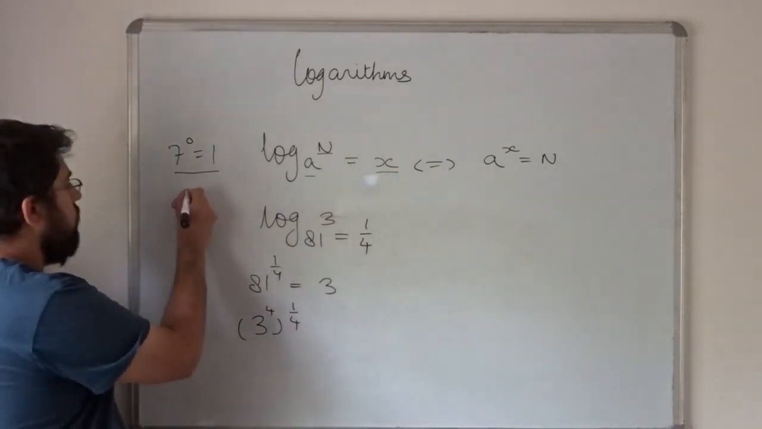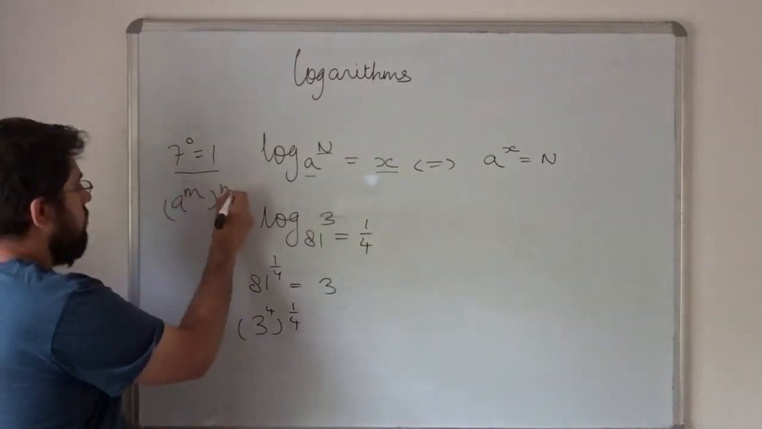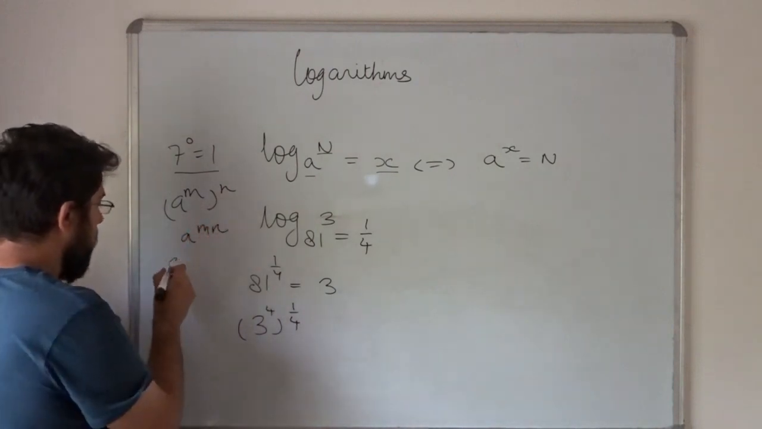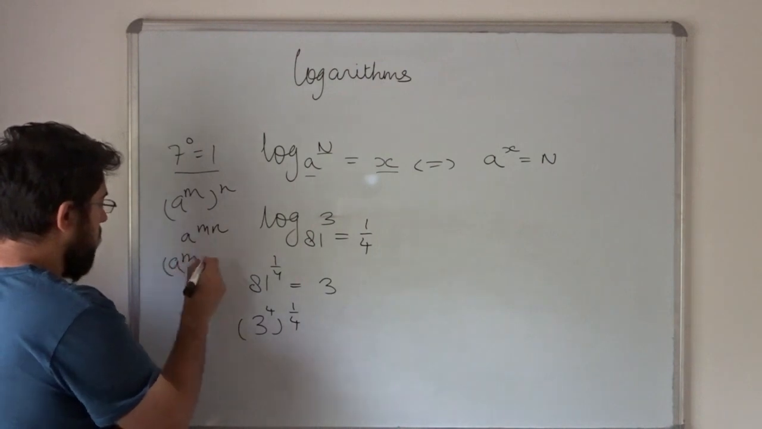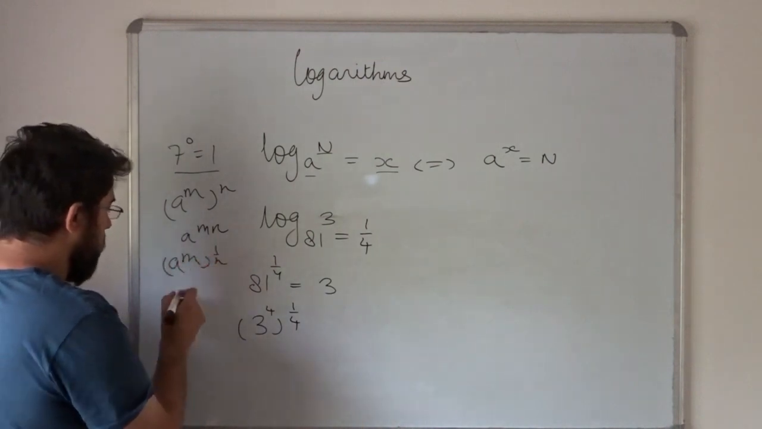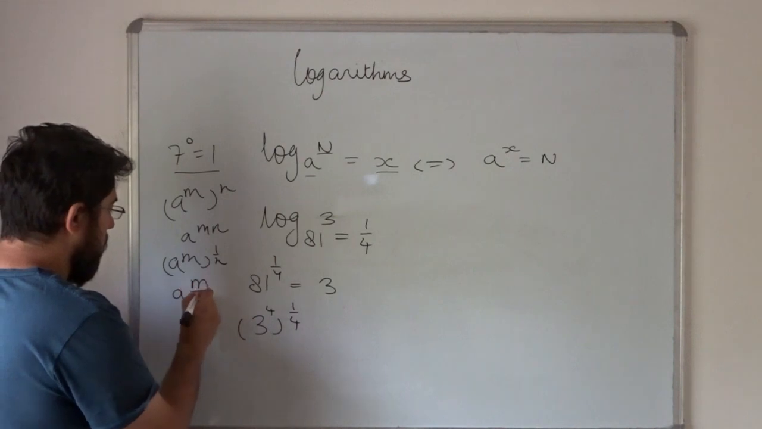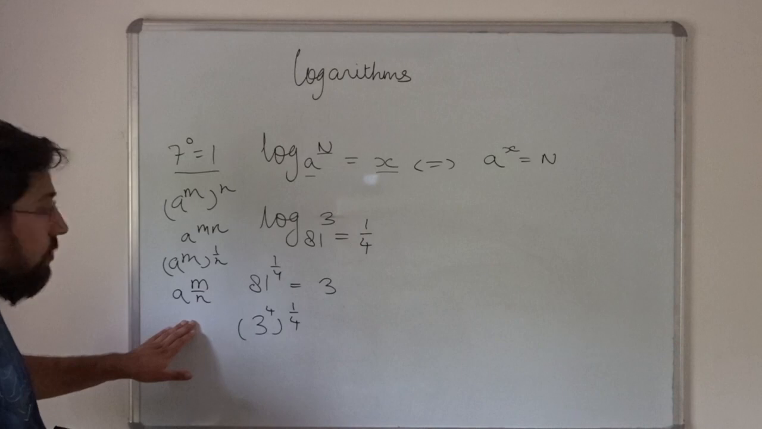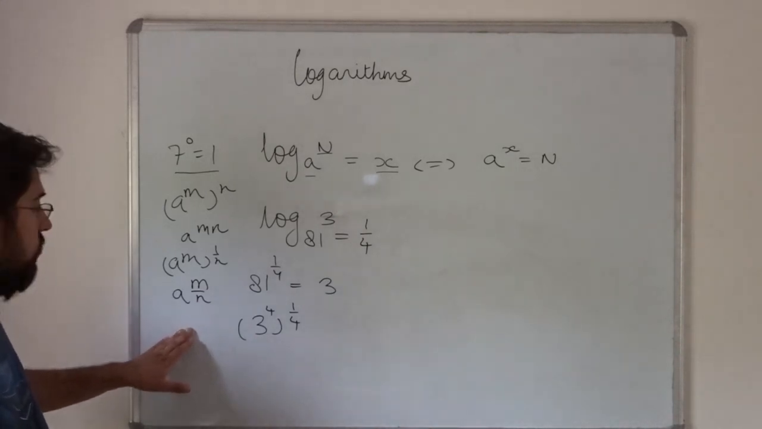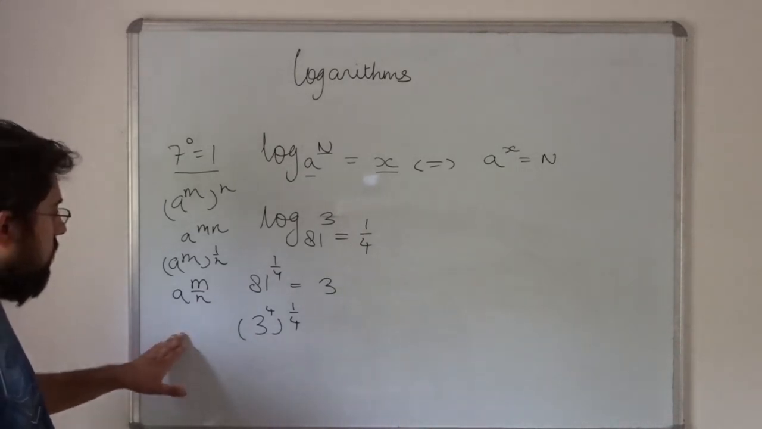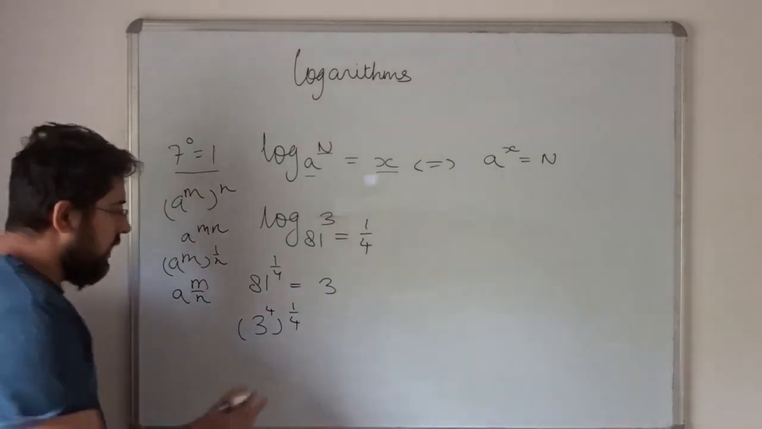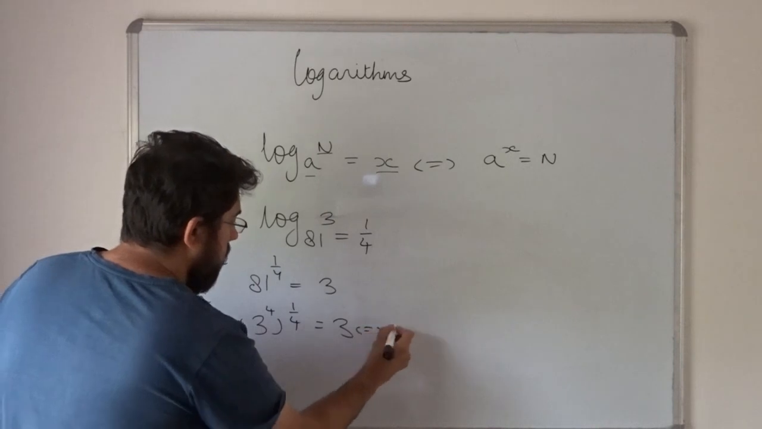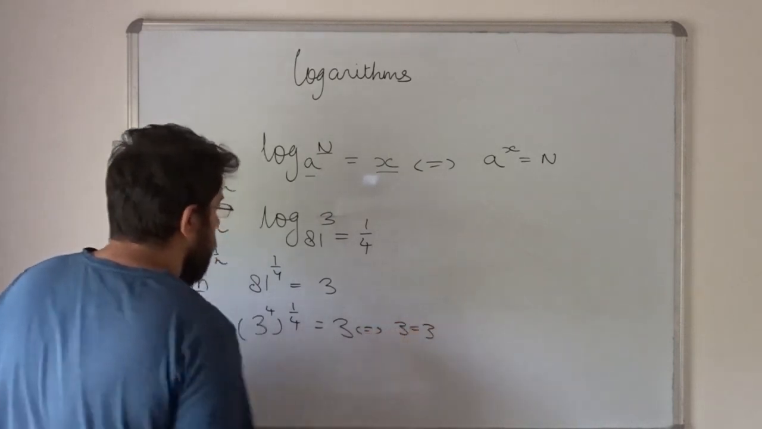So I'm sure you know this rule where a to the power mn equals a to the power m times n. Now even if it's a fraction, guys, it will still become this. Okay, a to the power m divided by n, you know? I just want you to keep these rules in mind as well. And then this equals 3. So then 3 equals 3.